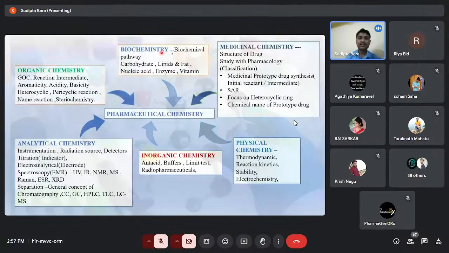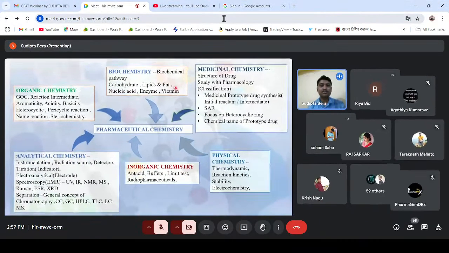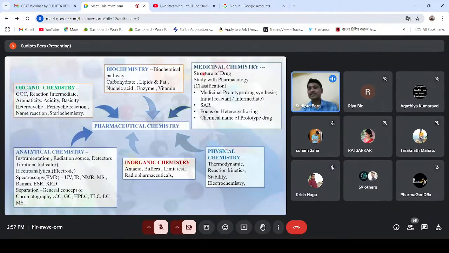This is the pharmacy base: biochemistry, biochemical pathways like the Krebs cycle, the glycolysis pathway, then different protein synthesis pathways. So carbohydrate, lipid, fat, nucleic acid, enzyme, vitamins. You must go through these topics. Then medicinal chemistry.